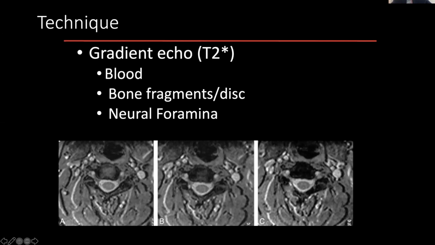Traditionally, it was also quite useful for looking at the neural foramina. So if you look at these axial cuts, you have the cord. You can see to some degree the nerve roots, and you can see the uncovertebral spurring and the facet arthropathy contributing to the narrowing of the neural foramina. On the traditional set of sequences, this would have been the best way to look at the neural foramina. This has changed to some degree now that we have very good high resolution 3D sequences that we can cut in multiple planes. But traditionally, this was what would be used.